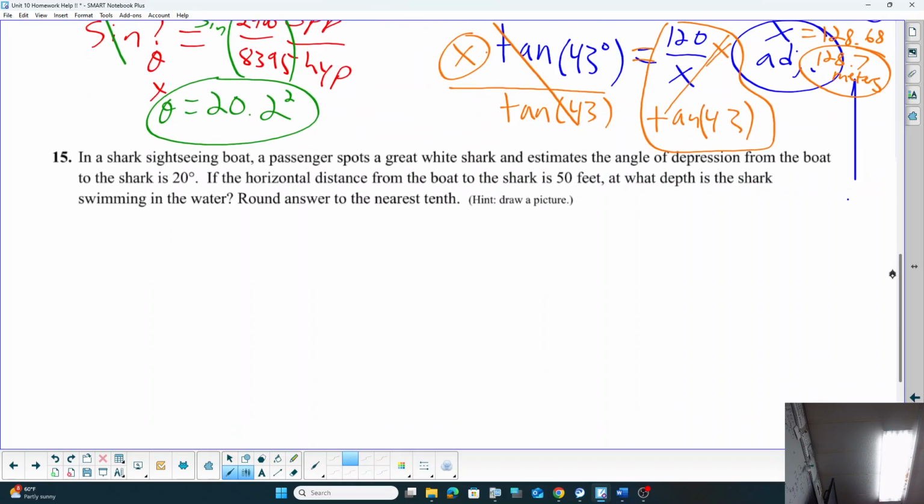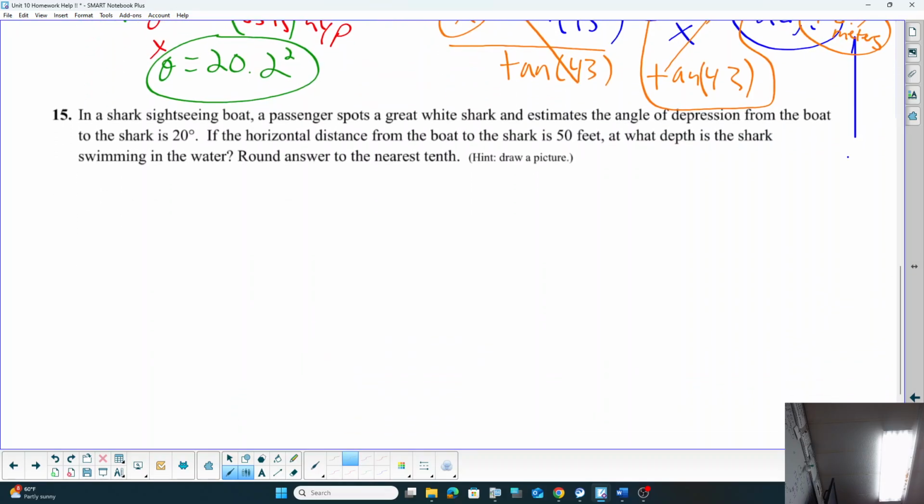Try number 15 now. A shark sightseeing boat. I actually did seals and puffins. Show you the picture next time, or ask me about it. A passenger spots a great whale shark and estimates the angle of depression from the boat to the shark is 20 degrees.